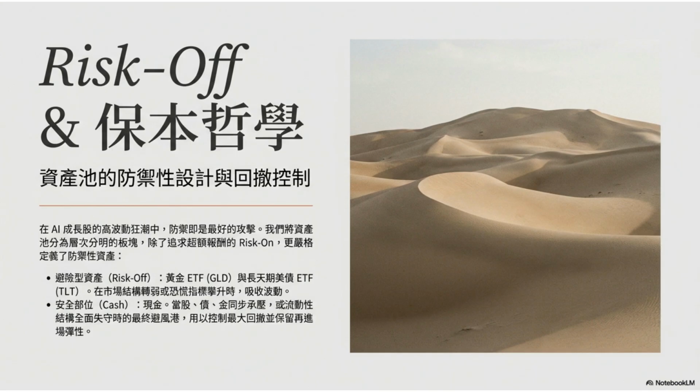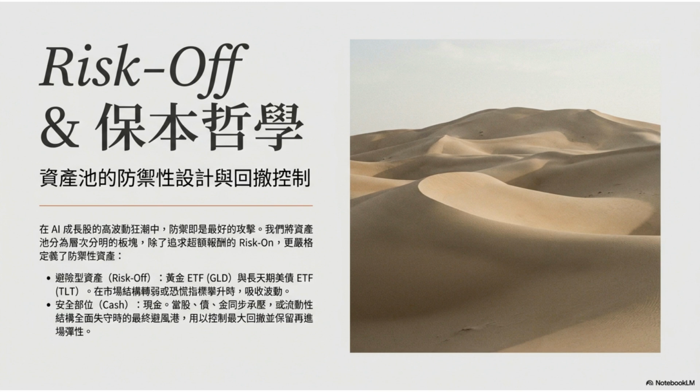The second category is risk-off assets, including GLD and TLT. GLD represents gold exposure, while TLT represents long-term U.S. Treasury bond exposure. These assets are used to reduce portfolio volatility when market risk increases. The third category is cash.